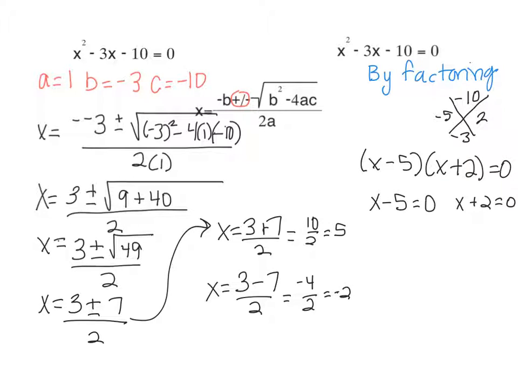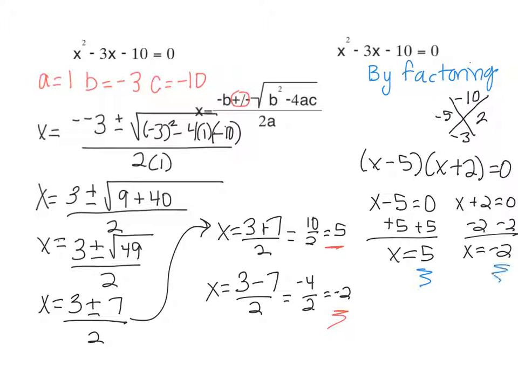Are you seeing it yet? I'm going to add 5, and I get x equals positive 5, and I'm going to subtract 2 for the second equation, and I'm going to get x equals negative 2. Hey, look at that. We got 5 and negative 2 using the quadratic formula, and we got 5 and negative 2 using solving by factoring. So either method works in this case.